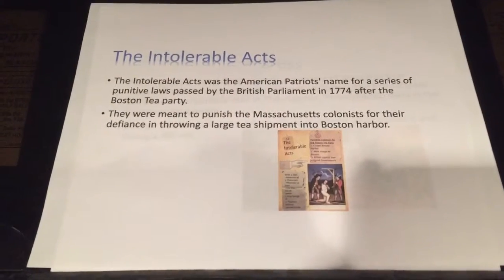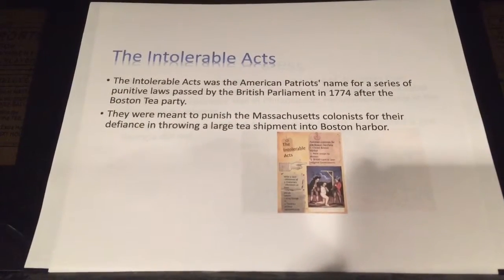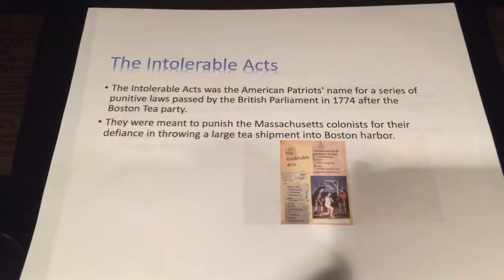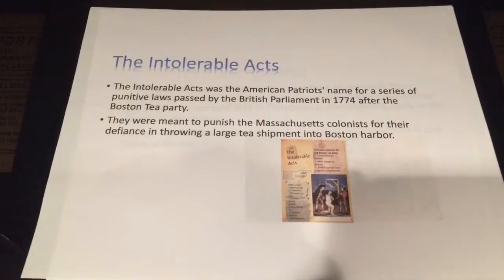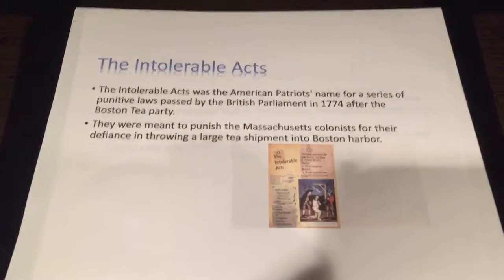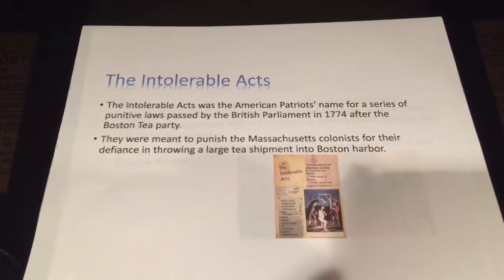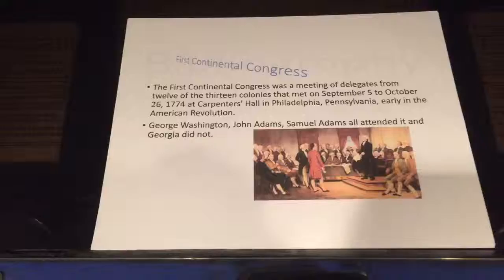The Intolerable Acts. The Intolerable Acts was the American Patriots' name for a series of punitive laws passed by the British Parliament in 1774 after the Boston Tea Party. They were meant to punish the Massachusetts colonists for their defiance in throwing a large tea shipment into Boston Harbor.